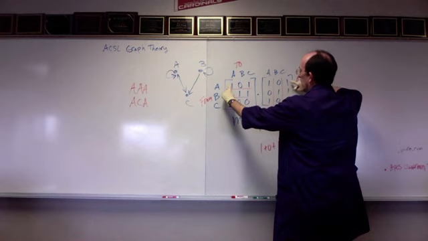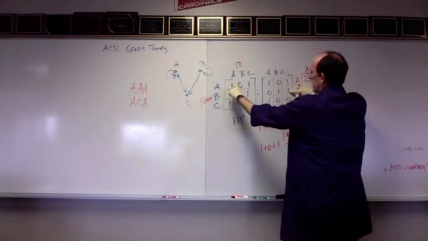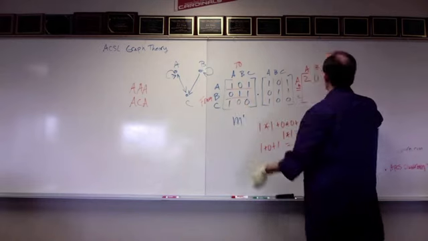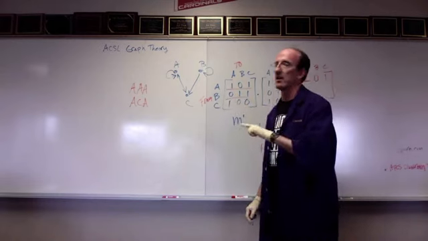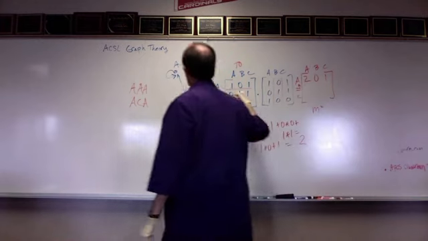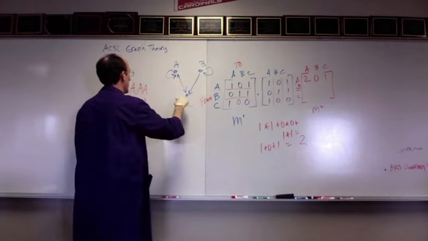To C then, row A, column C, 1 times 1, there's 1. 1 times 0, 0 times 1, that's 0. 1 times 0, so there's only 1. That was part of the question: how many paths of length 2 from A to C? This says there's 1. We look over here. A, C is the valid path.